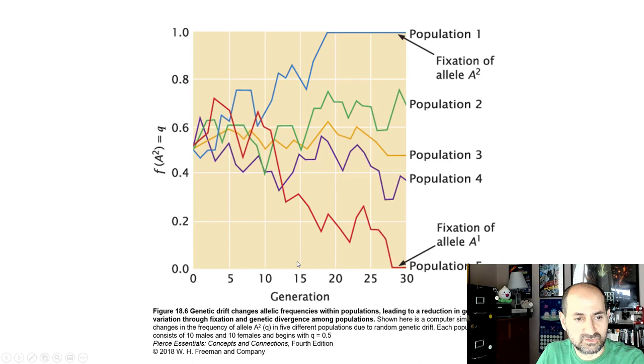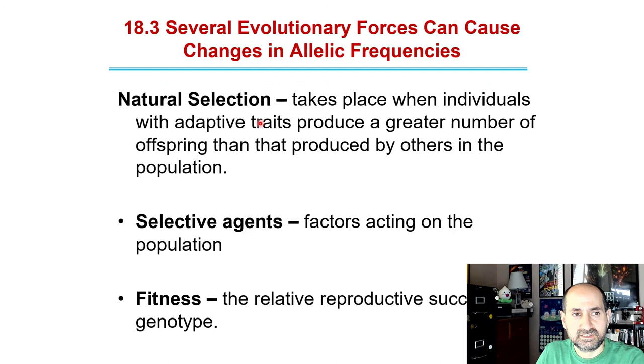Now moving on, I've mentioned natural selection a few times, and we may have defined it before, but remember, this takes place when individuals with adaptive traits produce a greater number of offspring than produced by others in the population. So you have some kind of trait that makes it advantageous for your offspring, and you pass that trait on to your offspring. Therefore, you're going to increase the allele frequency or trait frequency in the population because of the advantages that trait possesses. And these advantages are in the face of selective agents, factors acting on the population.